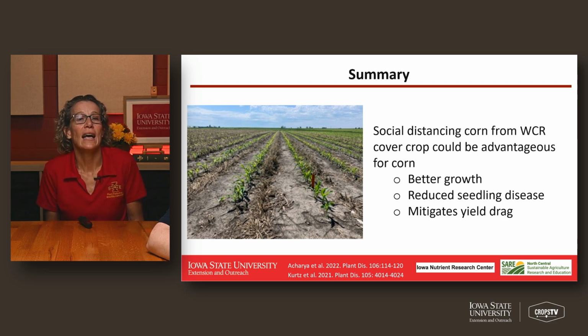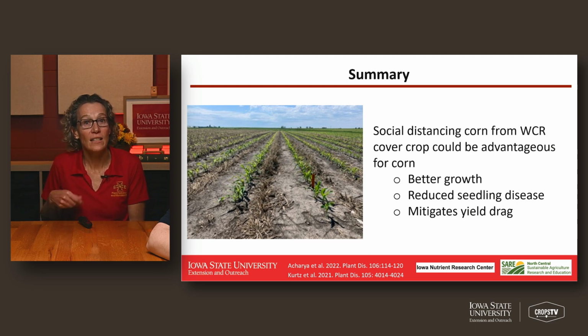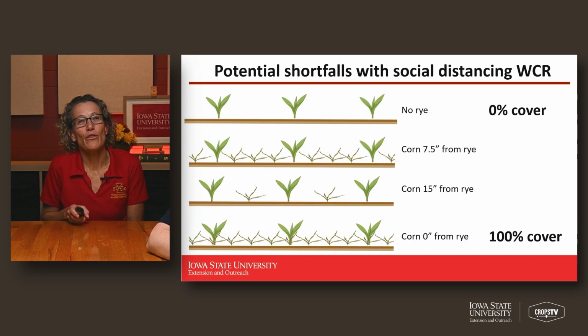So this was really exciting research, and it showed us that socially distancing the corn from the winter cereal rye cover crop could be advantageous in that we would get better growth of that corn, we could reduce the amount of seedling disease, and we could also mitigate the yield drag that sometimes we see when corn is planted following cereal rye. But if you think about why we're planting a cover crop, there's some shortfalls, right, with social distancing the winter cereal rye from the corn.